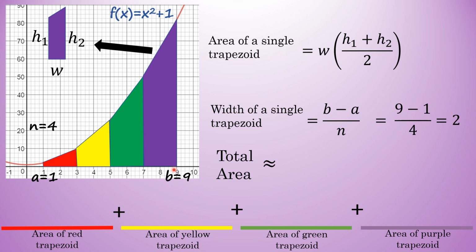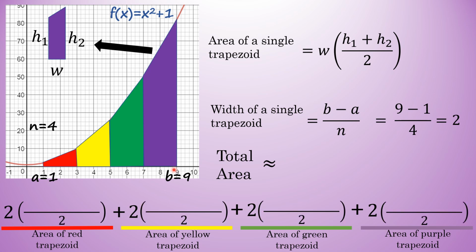The area of each trapezoid will have the form W, the width, which is 2 for each one, times the quantity of H1 plus H2, over 2. So all inside the parentheses, there will always be a division by 2. That comes from the formula for the area of a trapezoid. Let's go from the purple trapezoid backwards.